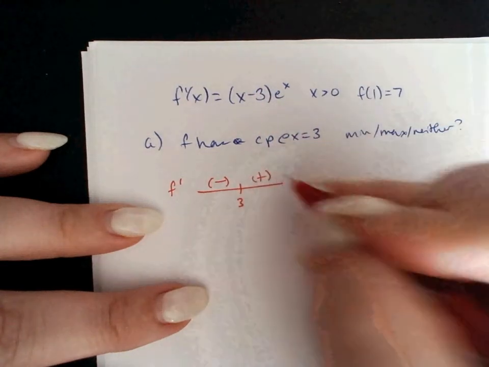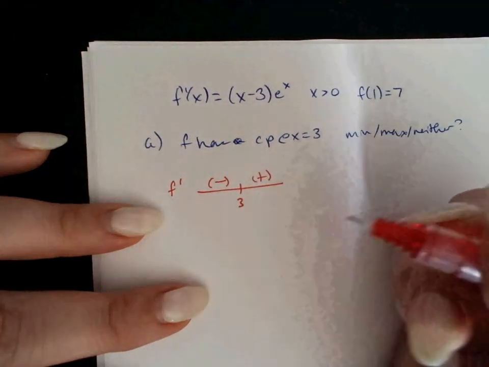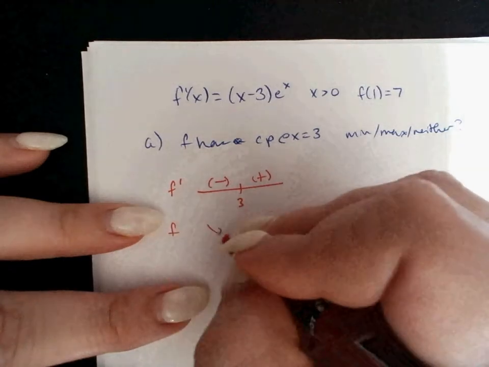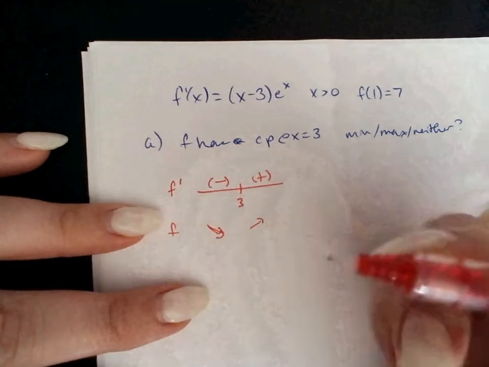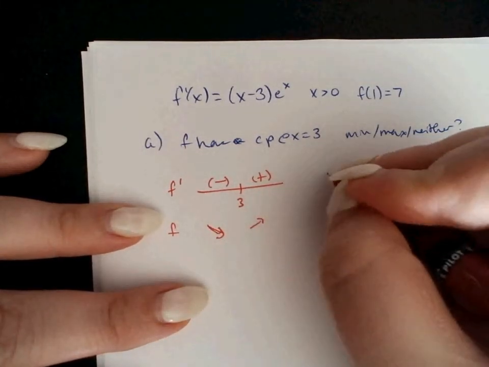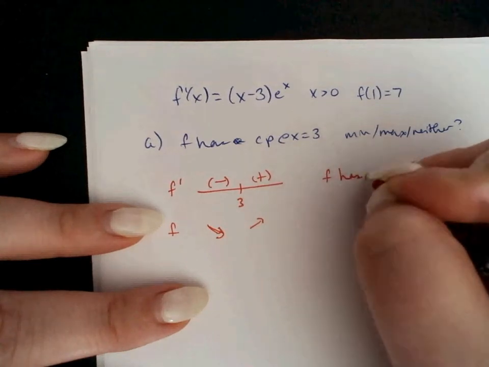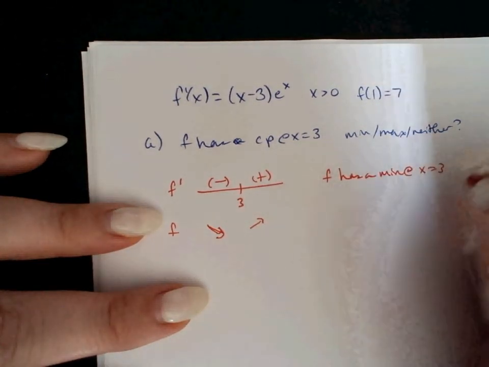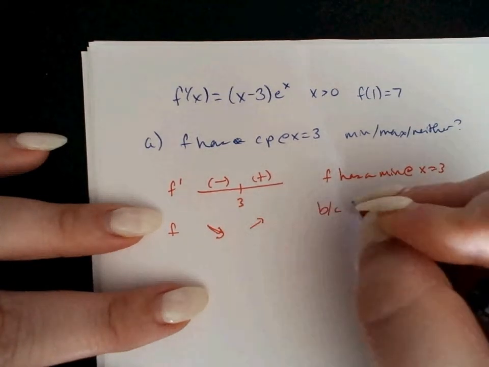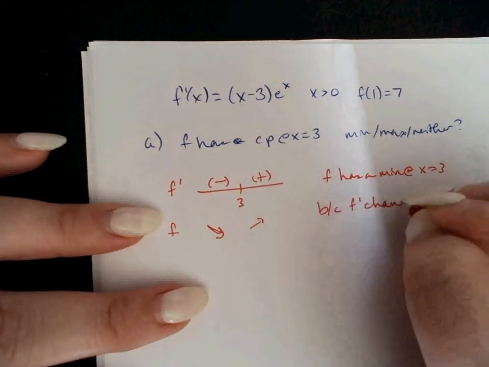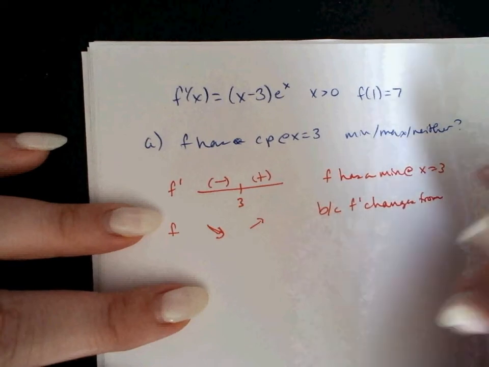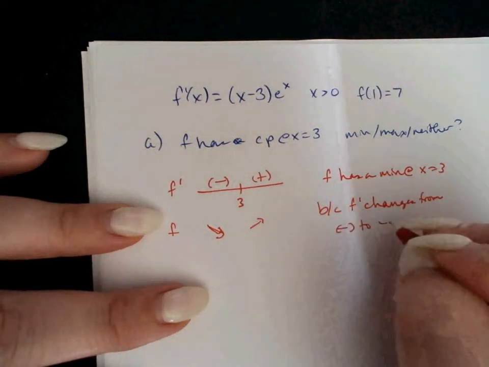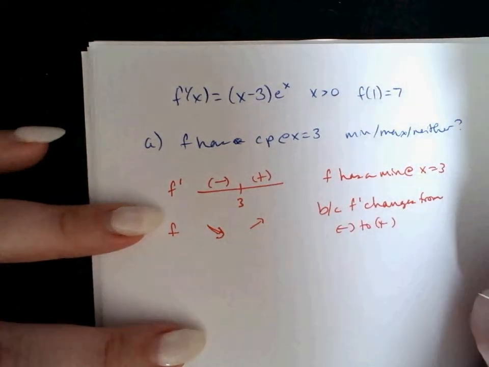So I think it's clear enough that if f is doing this, then we have a minimum. So I would say f has a min at x equals 3 because f prime changes from negative to positive. I'm kind of curious to see if the second derivative test would work.